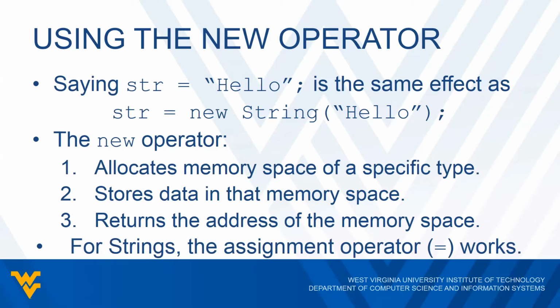So for strings, we do something a little bit different. It's set up where the assignment operator does the same thing. It's not true for variables, and it's not true for a lot of different types of objects out there. But Java has made it easier to work with strings by saying the assignment operator does the same thing as the new operator. So even though we're saying str equals hello, it's the same thing as saying create a new object that stores the string hello, take its address, and then store that in str.